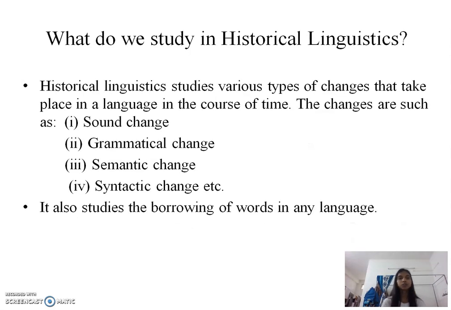And now I am going to tell about what we study in historical linguistics. Historical linguistics studies various types of changes that take place in a language in the course of time. The changes are such as sound change, grammatical change, semantic change, syntactic change, etc. It also studies the borrowing of words in any language.